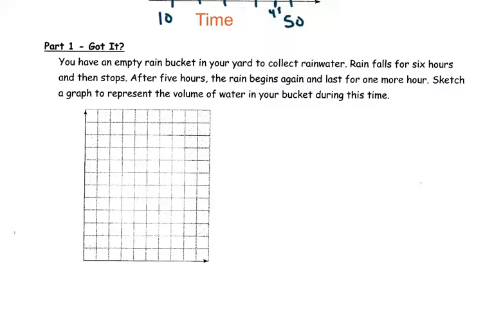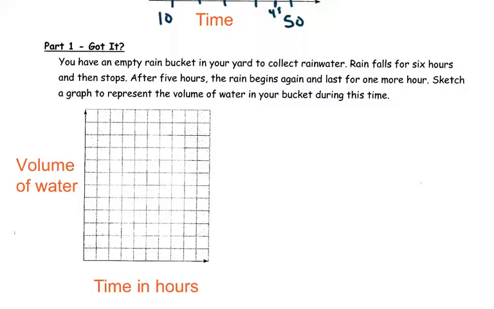So we need to label our axes. So time is our x-axis, and it says here volume of water, so that's going to be my y-axis. Now we have to consider how long we are talking about in time in hours. So if we read carefully, it says it rains for 6 hours, it stops, and then after 5 more hours, so that's a total of 11, the rain begins again and lasts for 1 more hour. So we know that we have to cover at least 12 hours on my graph.